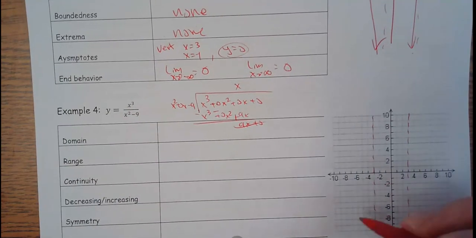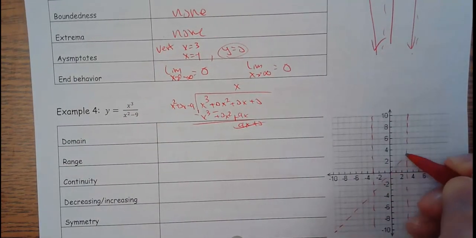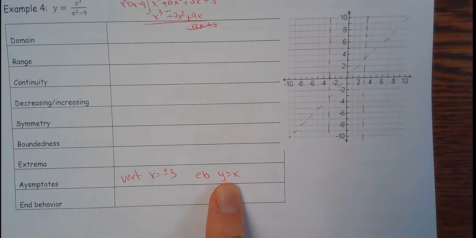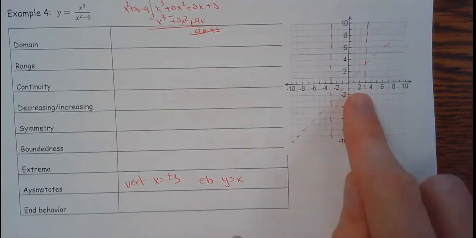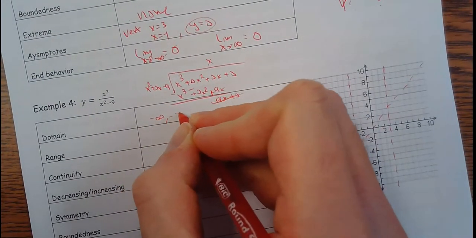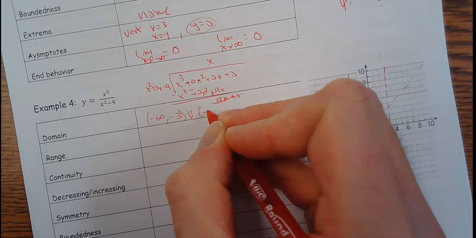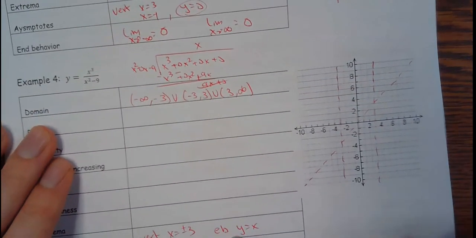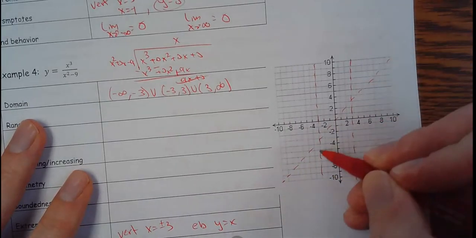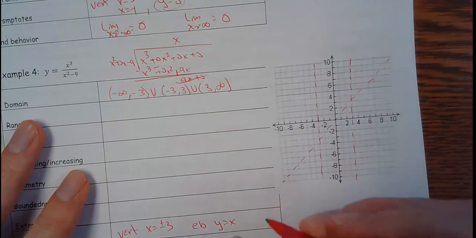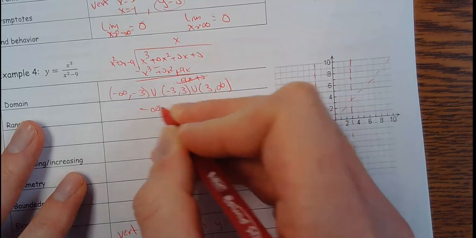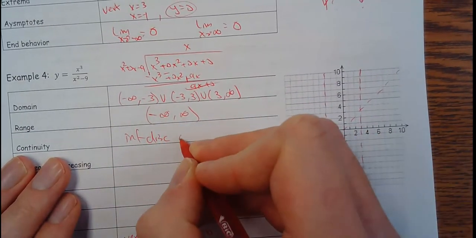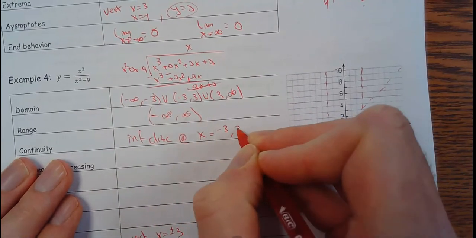Okay, so that's going to be this guy right here. Looks something like that. So end behavior of y equals x. Domain, everything except for negative 3 and 3. So negative infinity to negative 3, negative 3 to 3, and 3 to infinity. If it's following this, that means it's going to go up in one direction and down in the other direction, so the range is going to be everything. Continuity, so it has infinite discontinuity at x equals negative 3 and 3.